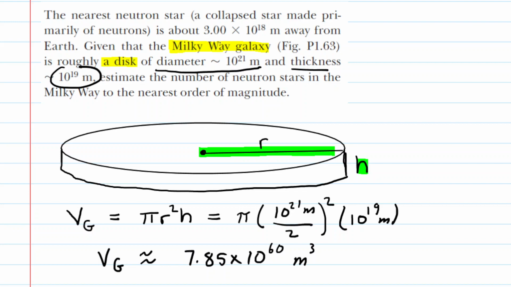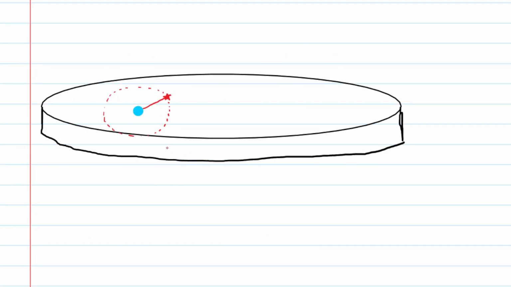Next, we're going to look at that lone neutron star that was located about 3 times 10 to the 18th meters away from Earth. Here is a representation of that scenario. We have Earth, and then located at that distance of 3 times 10 to the 18th meters is that lone neutron star. Now what we have to understand is that we have a spherical region of space enveloping Earth. So we've drawn that little sphere with the dotted circle there. And within that spherical region of space that envelops Earth, we have that one neutron star.